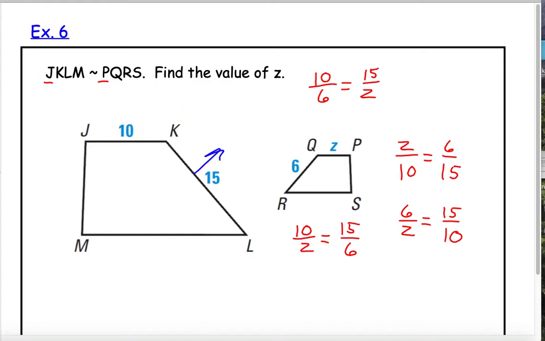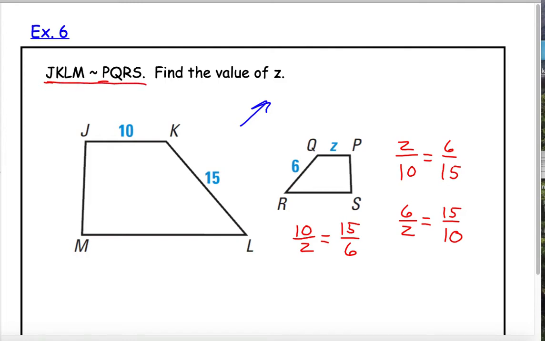Which ones are correct? Well, we know the first one is because we set it up according to the similarity statement. When I cross multiply, I get 10 times 6 and 15 times Z. Over here, it's still 10 times 6 and 15 times Z. This one, 10 times 6, 15 times Z. This one, no, 10 times Z, no, that one doesn't work. So you can see there's more than one way to do it, but you have to be careful to make sure things are matching up correctly, according to your similarity statement.